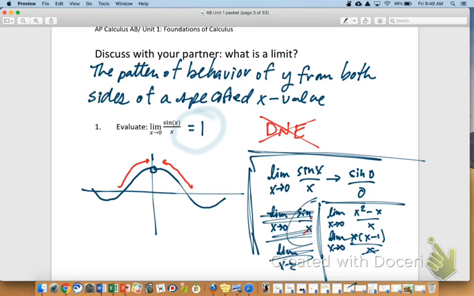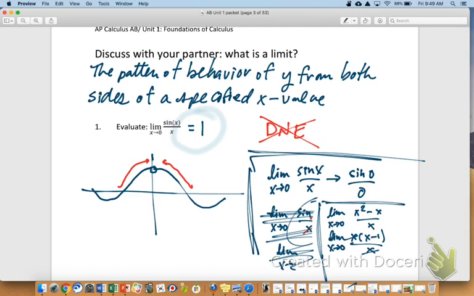Limits are the pattern behavior in a graph. A table could be extremely helpful and might be the only way, at least at this point, we could do it. Does that make sense? Okay, cool. So I have some examples for you. If you flip over to the next page, this is a big set. It's all based on a graph.